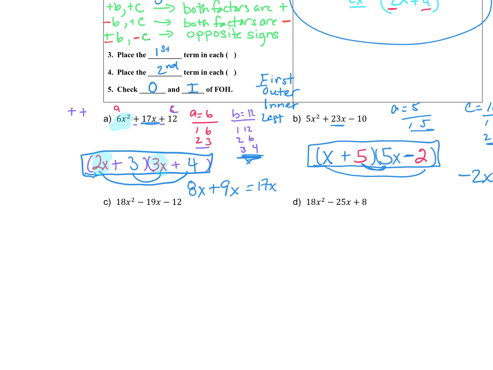Okay. So the next part we're going to do is this one, 18. I'm going to put it over here. So a, let's make it a different color. So a, oops.